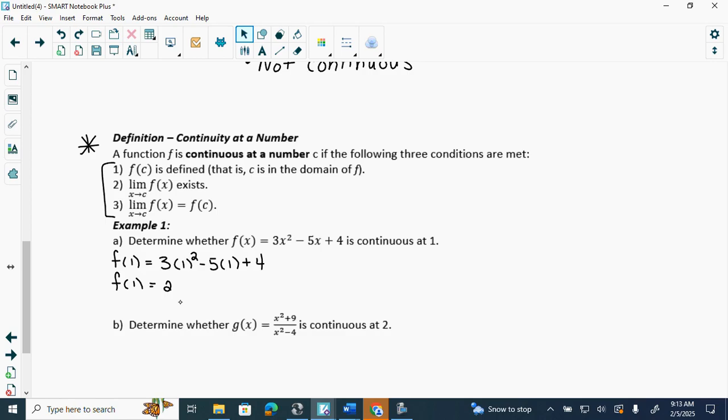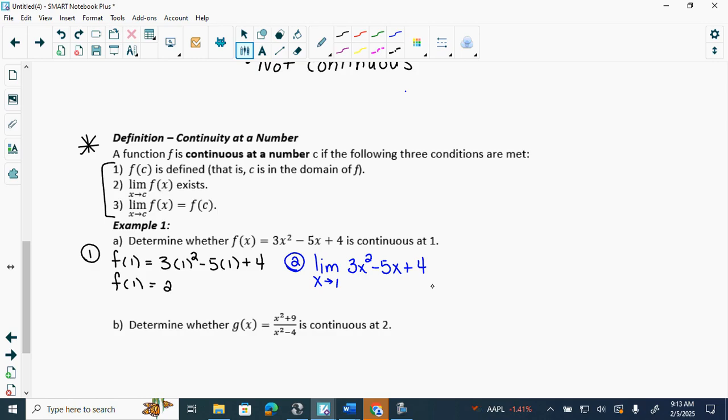Perfect. Check. Number 1. We have a value for 1. Yay. Okay. Then that's step 1. I'll put a little 1 here to help us out. Step 2, in blue. I now have to prove that the limit exists there. So the limit, as x approaches 1, of 3x squared minus 5x plus 4 exists.